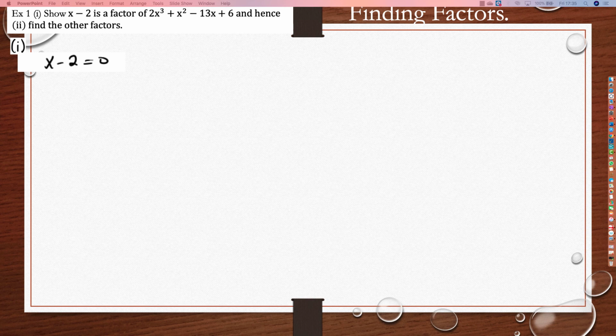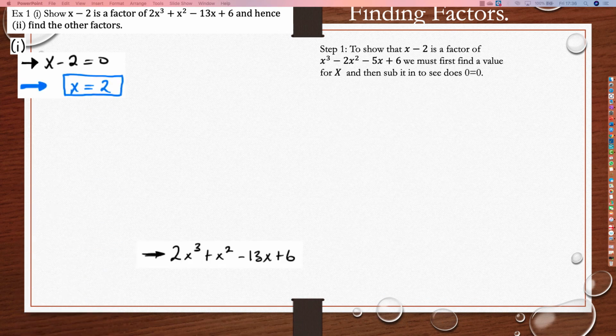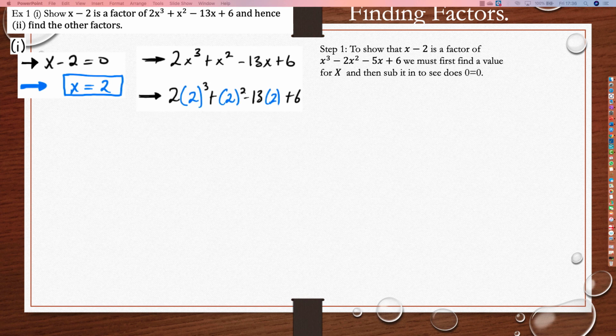Right. Show x minus 2 is a factor of 2x cubed plus x squared minus 13x plus 6. How do I show x minus 2 is a factor? Not divide into it to show it's a factor. Then x is equal to 2. So if x minus 2 is a factor, x is equal to 2, and then you just sub it in. So 2 times 2 cubed plus 2 squared minus 13 times 2 plus 6 is equal to 0, which it always is, that means it is a factor.